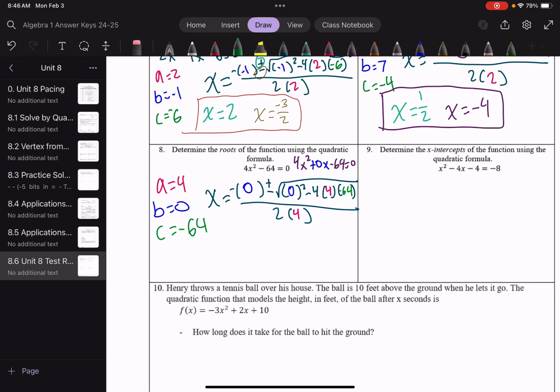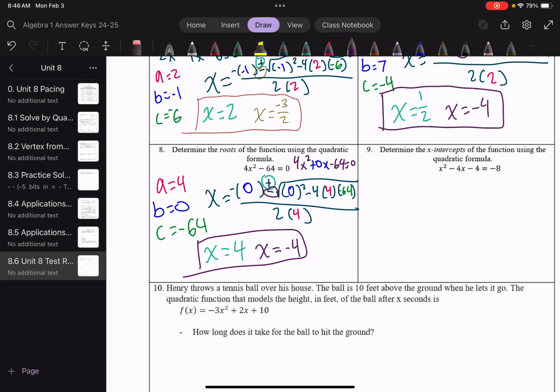So in my calculator, I've got n over d, negative parentheses 0, plus the square root of 0 squared, minus 4 parentheses 4, parentheses negative 64, all divided by 2 times 4. Therefore, when I go with the addition symbol, I get a root at x equals positive 4. And when I change addition to subtraction, I get a root of x is equal to -4.